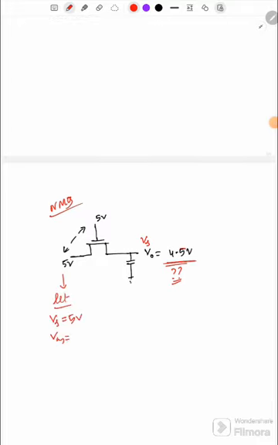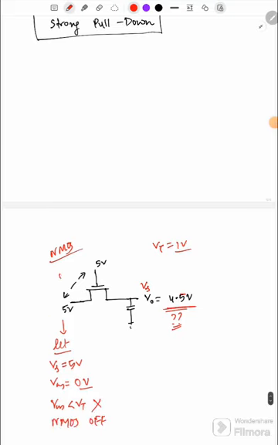So VGS equals how much? 0 volt. But here we know VT equals what? 1 volt. That means VGS is less than VT, that means the NMOS is off. So from this part VGS is less than VT, but as source and drain are interchangeable, we can see from here also.